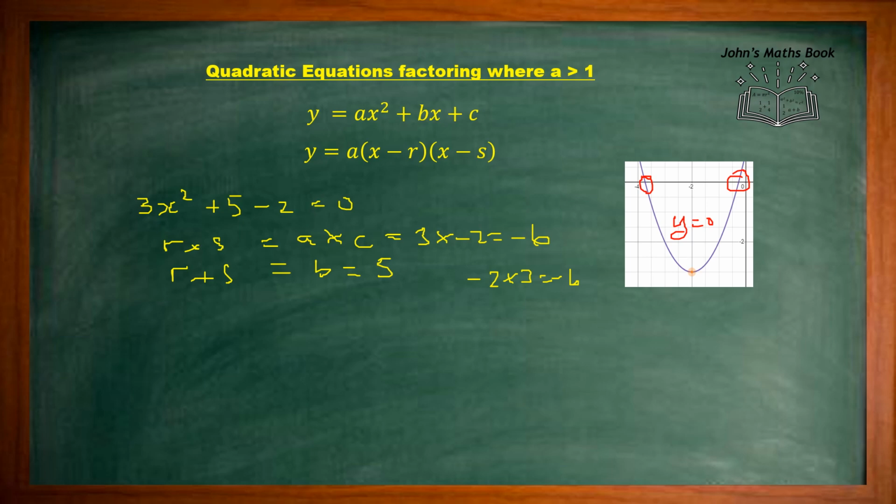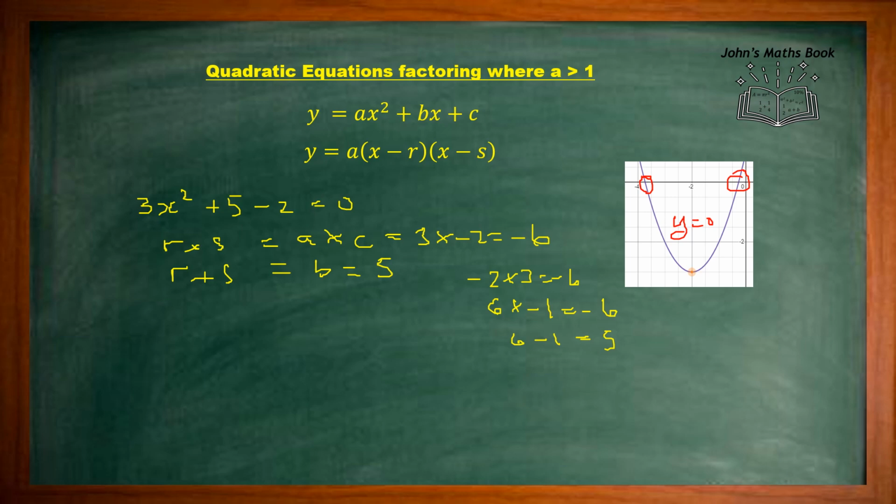Let's look at 6 times minus 1. That also gives us minus 6. When we add 6 to minus 1, that gives us 5. So 6 minus 1 equals 5. So the 2 numbers we're looking for are 6 and minus 1.